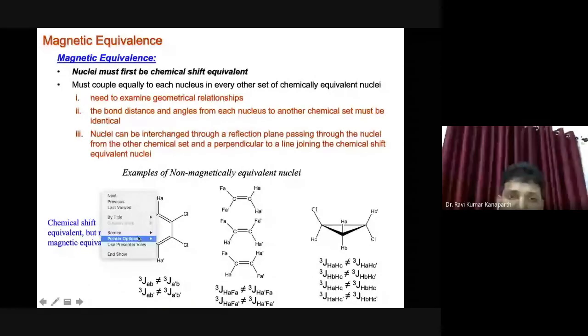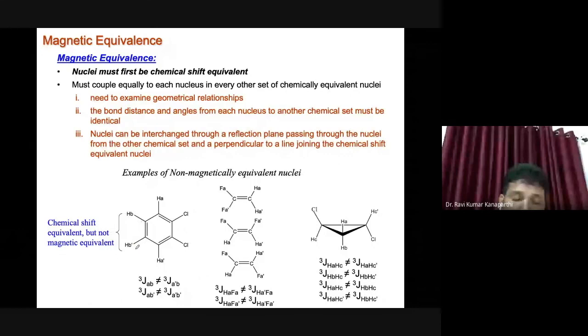So these two protons, Hb and Ha, are said to be chemical shift equivalent, but not magnetically equivalent, because they interact with this one and with this one in a different fashion. Why? Because you can see that these two protons are separated by 3 bonds, and in the other case by 4 bonds. So their coupling constants are different. Therefore, even though they are chemical shift equivalent, they are magnetically non-equivalent.